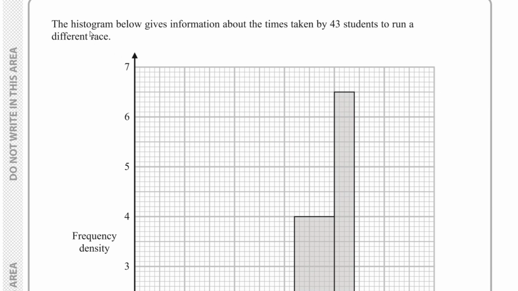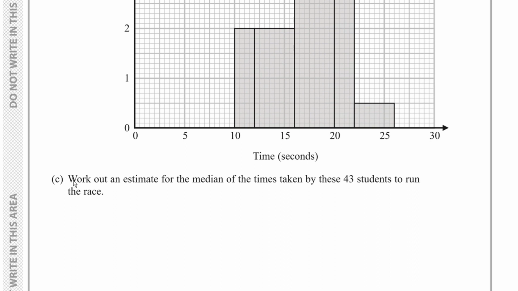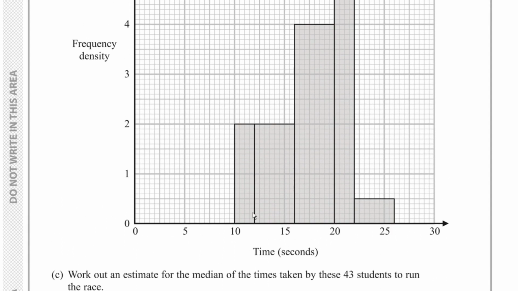Part C, the histogram below gives information about the times taken by 43 students to run a different race, and that's what we see here. We have to work out an estimate for the median of the times taken by these 43 students to run the race for part C. What we can do is work out the area of each of these bars to find out the frequency. Here we've got 2 multiplied by 2, which is 4. Here we've got 2 multiplied by 4, which is 8. Here we've got 4 multiplied by 4, which is 16.